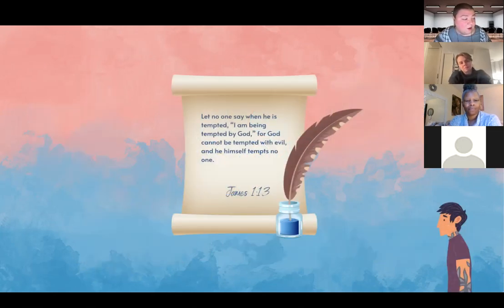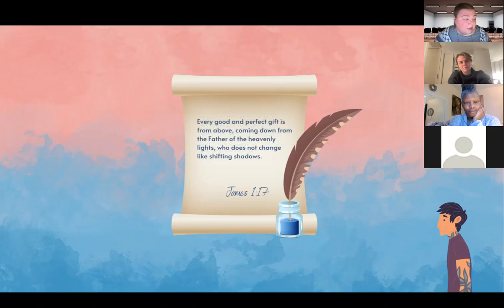James wrote that God doesn't tempt anyone. Let no one say when he is tempted, I am being tempted by God. For God cannot be tempted with evil, and he himself tempts no one. And he goes on to write from verse 17, every good and perfect gift is from above, coming down from the Father of the heavenly lights, who does not change like shifting shadows.